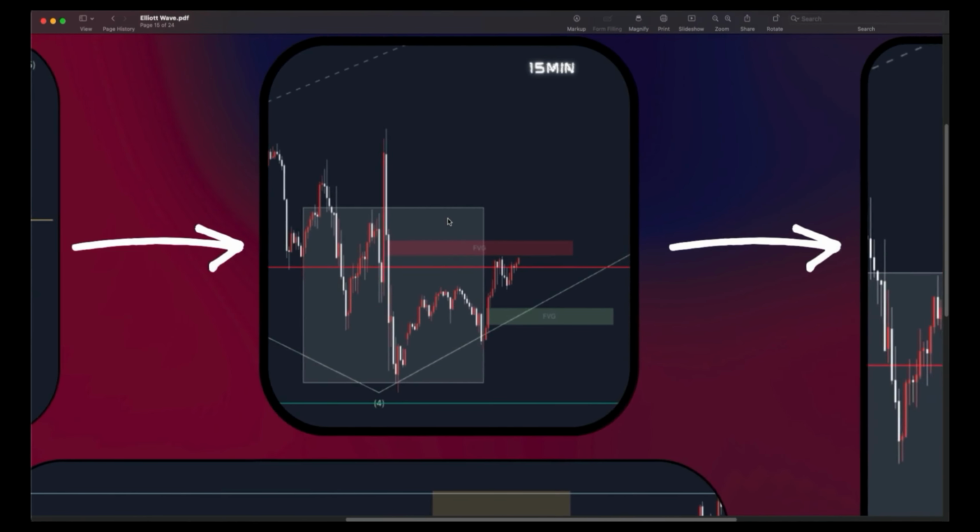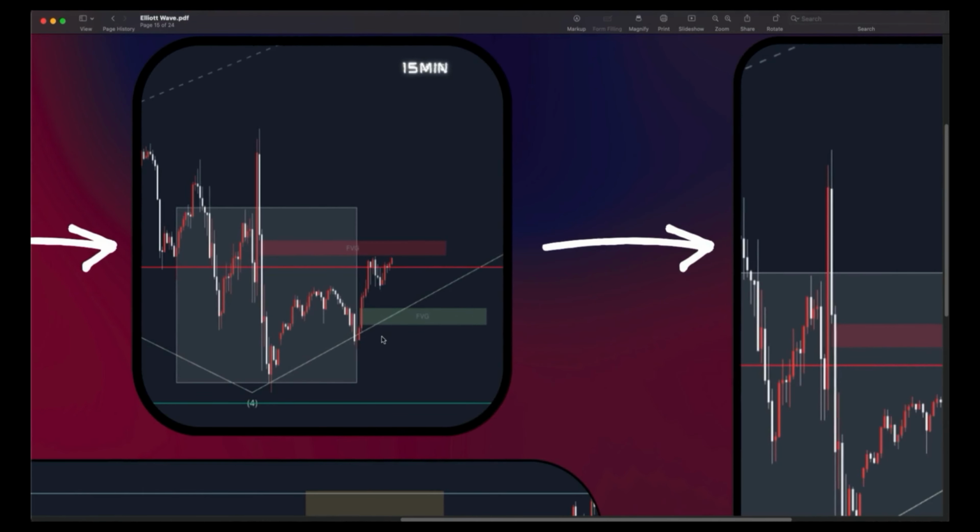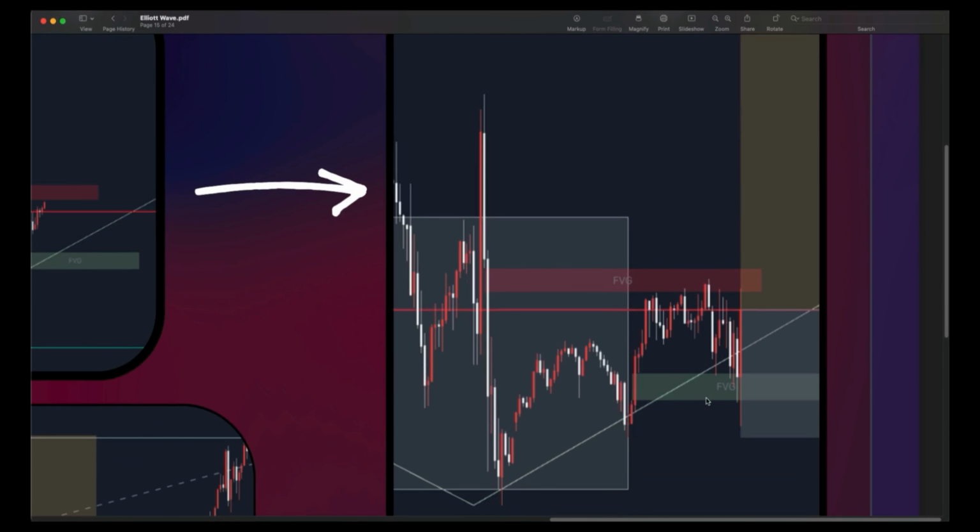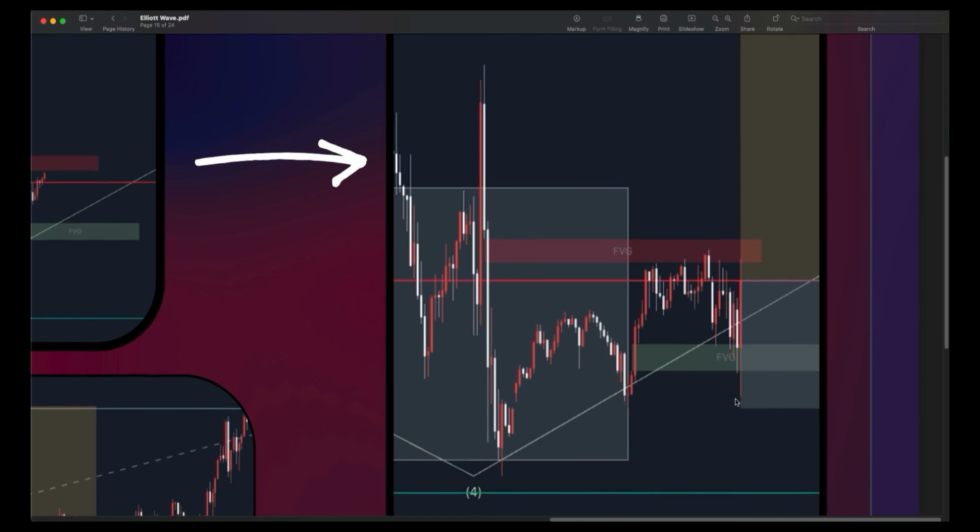I dropped down to the 15 minute. As you can see, I'll mark up my fair value gaps, my bearish and my bullish, just in case price retraces into the fair value gap here before my bullish fair value gap and inverts this. Let price play out. What does price do? Taps into my bearish fair value gap, rejects off of it, taps back into this bullish one. I finally enter once I see this engulfing candle and I see that price swept liquidity here.